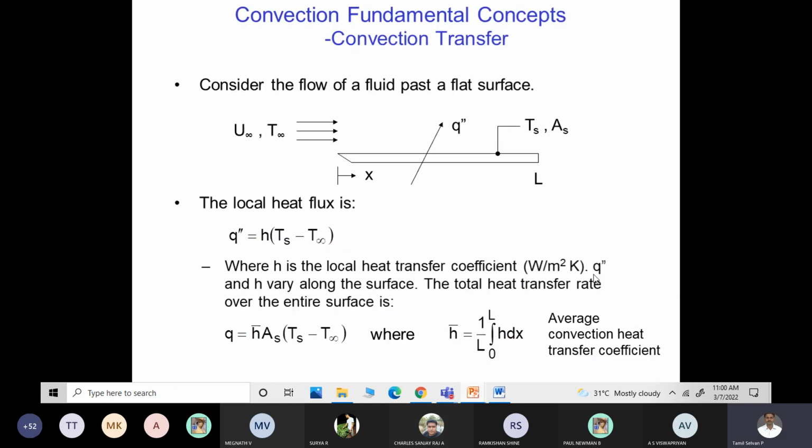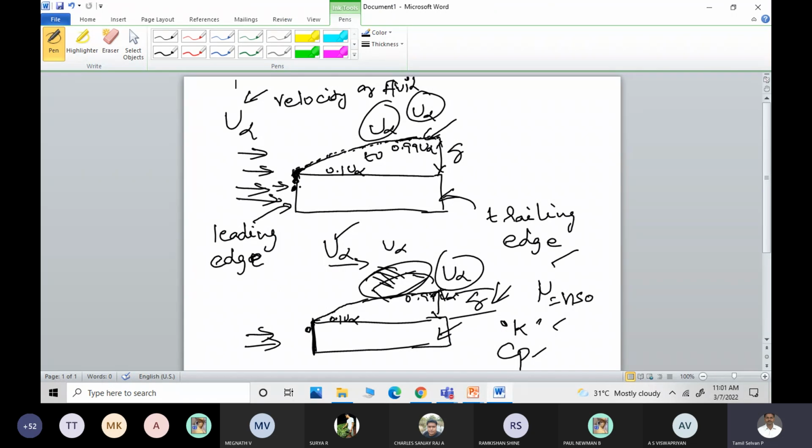Okay, this is what is mentioned here. In the slide when you see this, the fluid flows over at a velocity u infinity and at a temperature t infinity, and it flows over a flat plate. This is the x-axis and this is the y-axis, and at y equal to 0, at this point the velocity is equal to 0, because the fluid particles were brought to rest at this point.